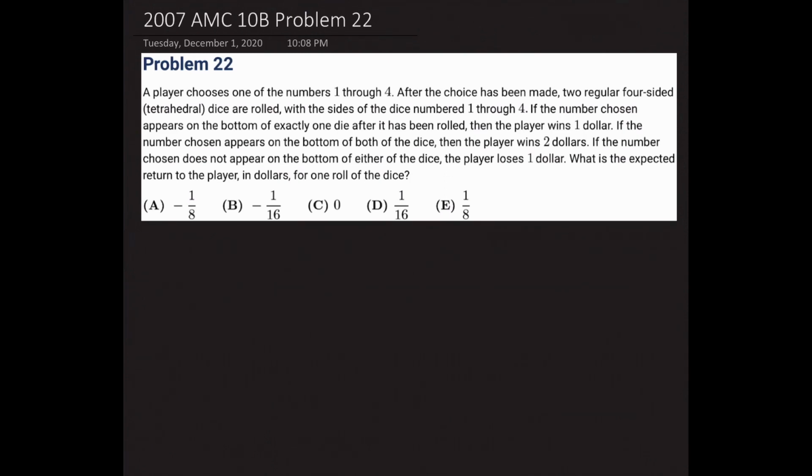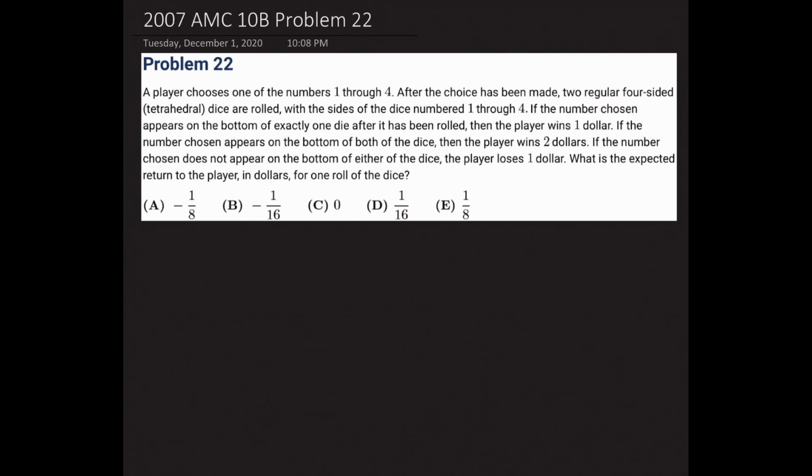then the player wins $1. If the number chosen appears on the bottom of both of the dice, the player wins $2. If the number chosen does not appear on either of the dice, the player loses $1. What is the expected return to the player in dollars for exactly one roll of these dice?